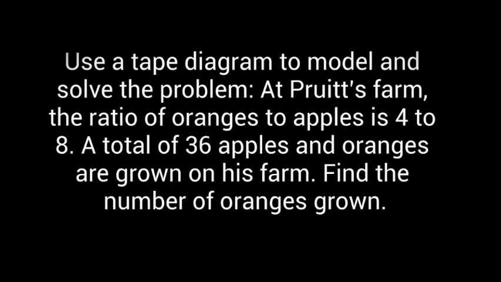Use a tape diagram to model and solve the problem. At Pruitt's farm, the ratio of oranges to apples is 4 to 8. A total of 36 apples and oranges are grown on his farm. Find the number of oranges grown.